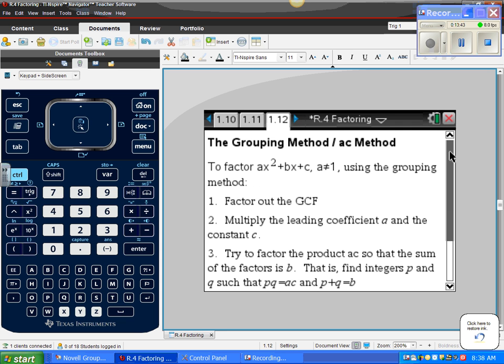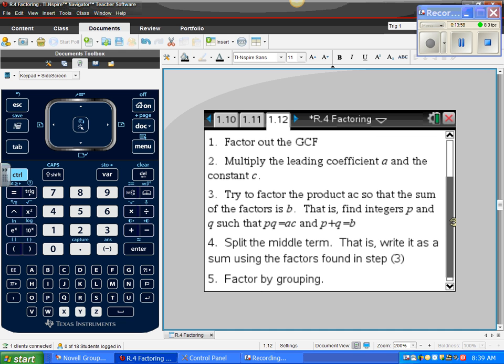Okay, so the grouping method or the AC method, this is new. You guys have not learned this before, so we're going to give this one a shot. To factor ax squared plus bx plus c, where a does not equal 1, using the grouping method, first thing we're going to do is factor out the GCF. We're going to multiply the leading coefficient a and the constant c. We're going to try and factor the product ac so that the sum of the factors is b. That is, find the integers p and q such that p times q equals a times c and p plus q equals b. Split the middle term, that is, write it as a sum using the factors found in step 3, and factor by grouping.